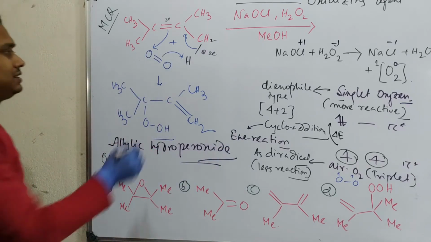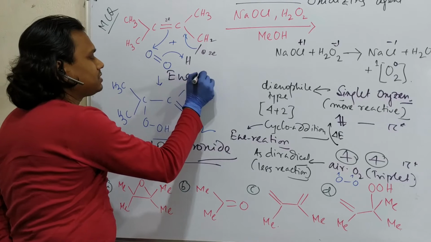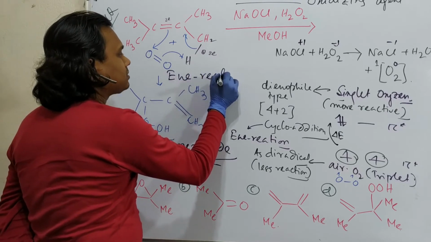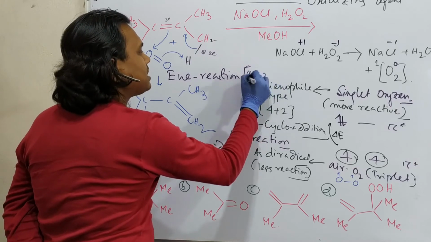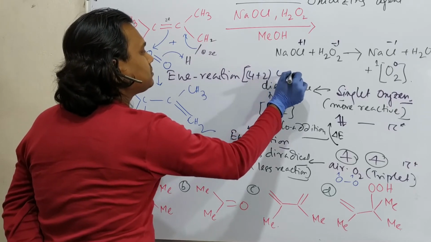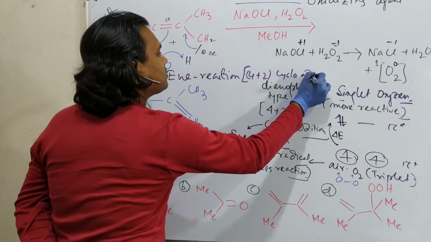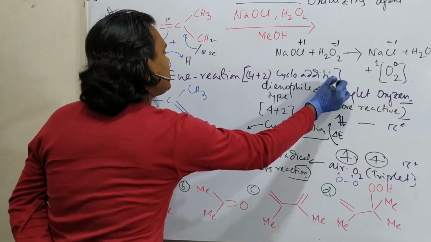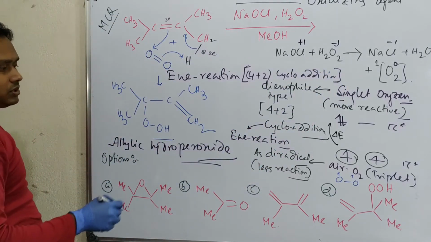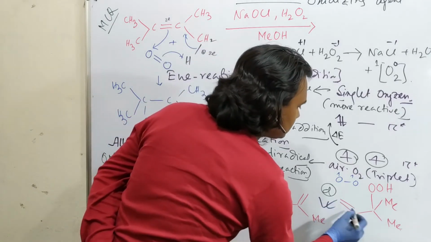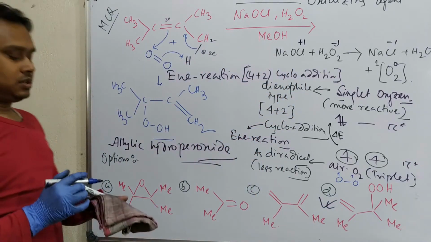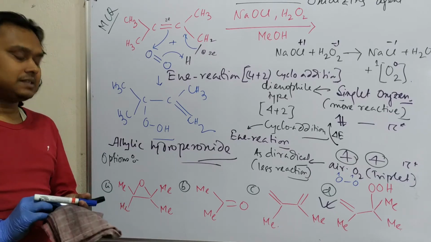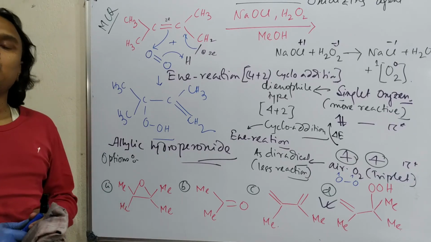A simple ene reaction, or you can say 4+2 cycloaddition. Okay, so this is our answer. So the answer is D. This one. Okay, so now if the question is given in your exam, within 30 seconds, how can you solve it? You need to know a few pieces of information.